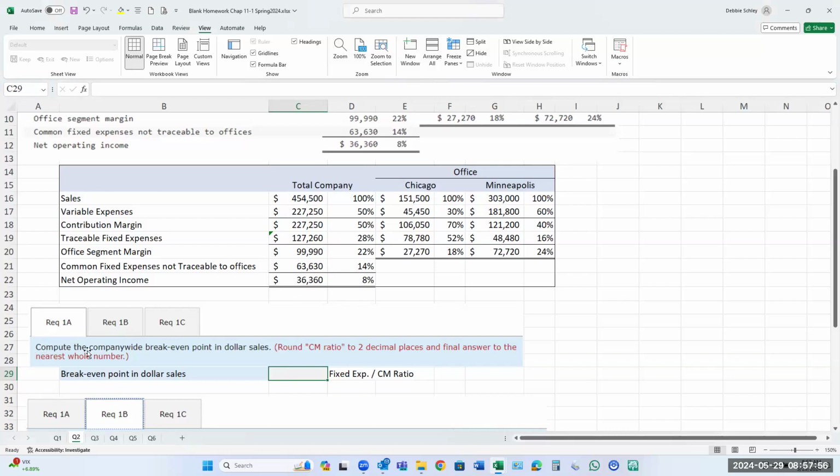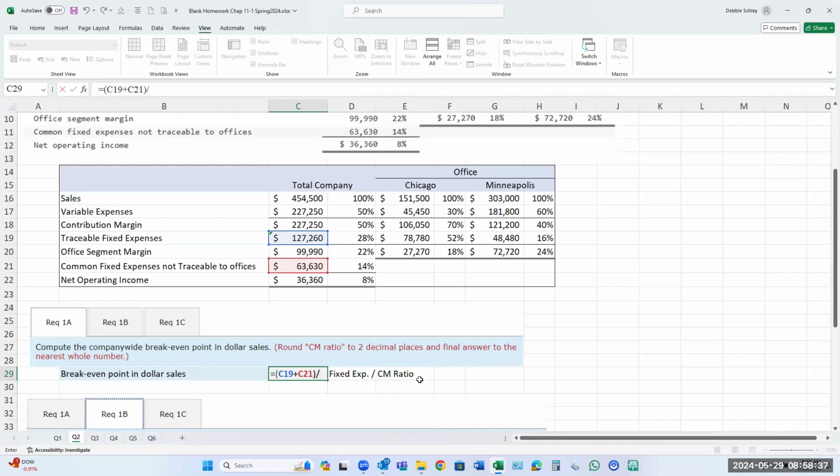They want us to compute the company-wide break-even point in dollar sales. So if you'll remember, break-even point in dollar sales is the fixed expenses divided by the contribution margin ratio. So in required 1A, they want company-wide. So if you'll recall, in company-wide, there are 2 categories of fixed expenses. There's traceable and there's common. So I need to take the traceable total plus the common to get my total fixed expenses for the company.